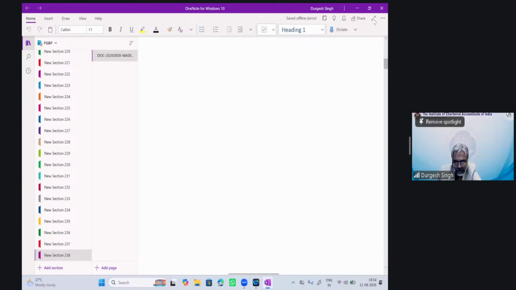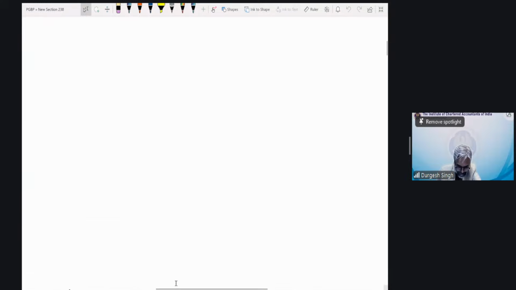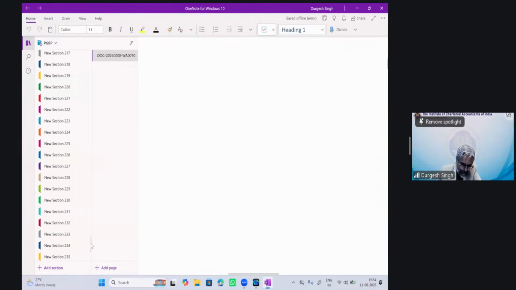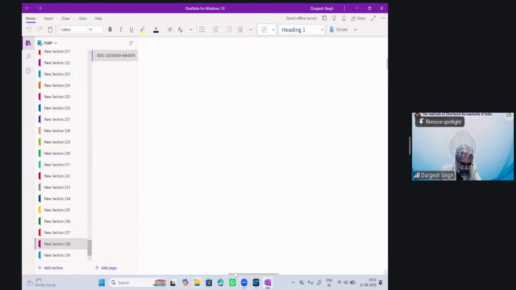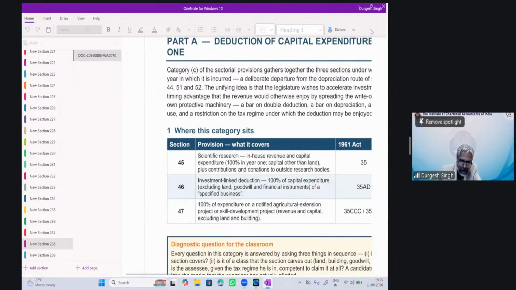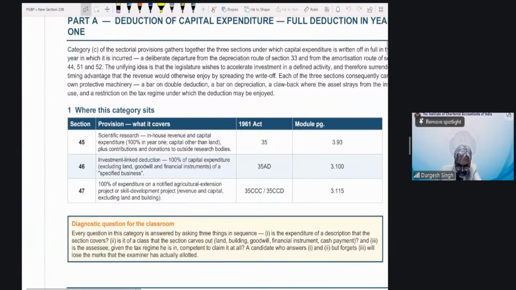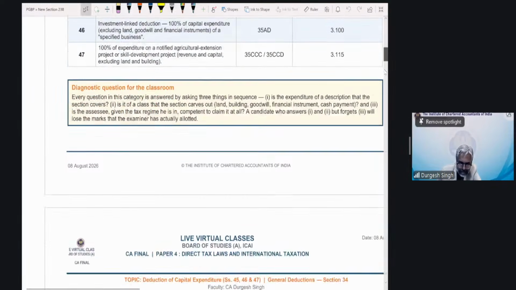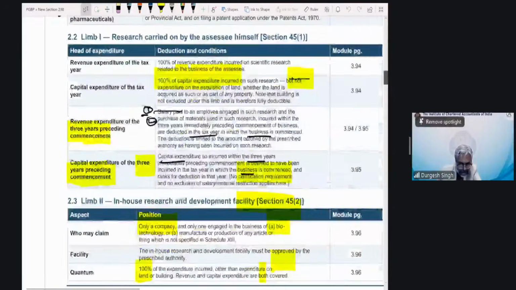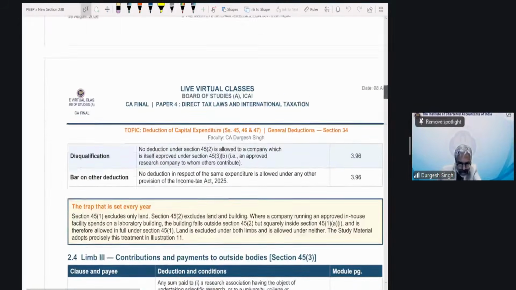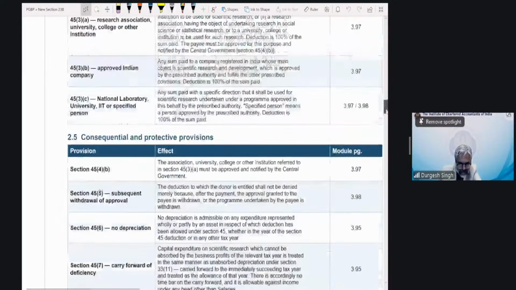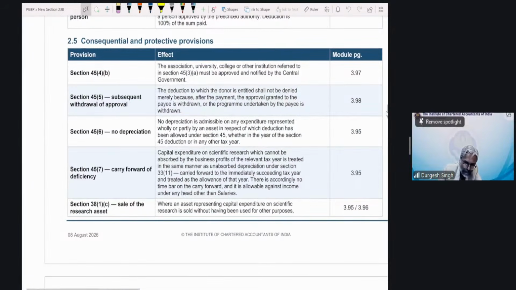So just write, students, in this particular context, the unabsorbed capital expenditure of rupees 20 lakhs will be deemed as unabsorbed depreciation, and accordingly it will be treated and adjusted in the same manner as that of UAD. Now you can read, students.